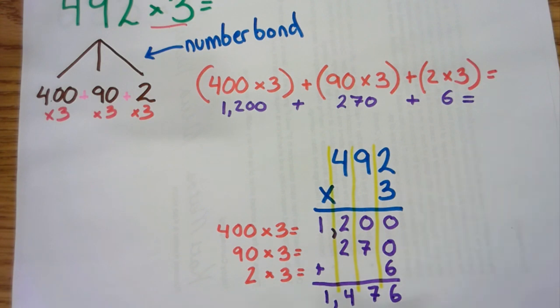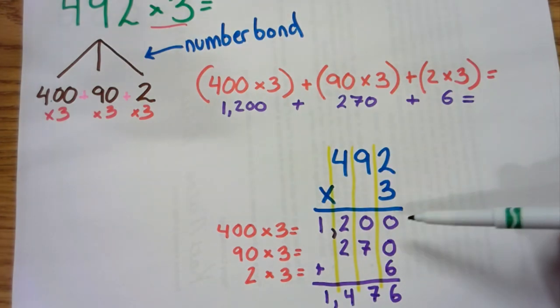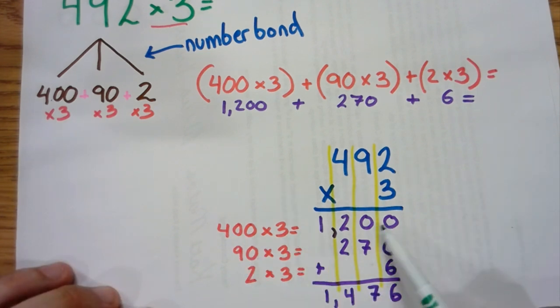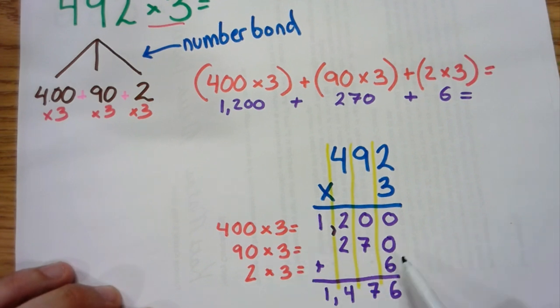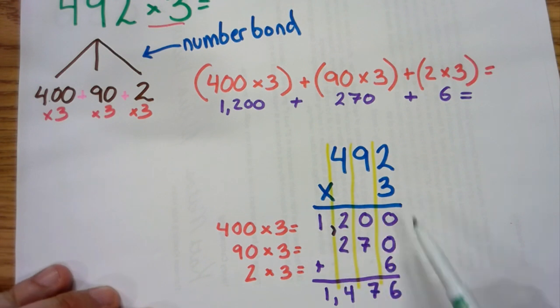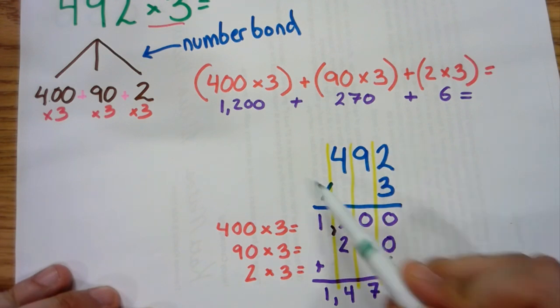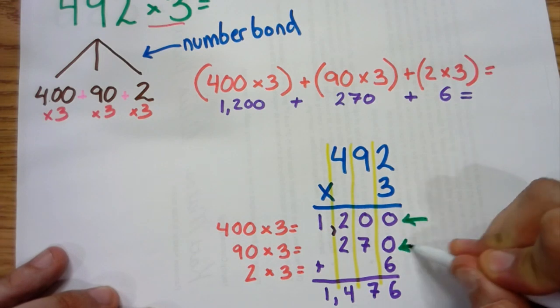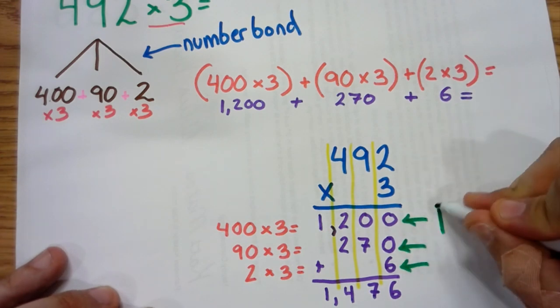Now, oftentimes we look at that and we say, okay, is 1,200 a product? Yeah, it's a product. It's a product of 400 and 3. That's my product here. 270 is a product of 90 and 3. 6 is a product of 2 and 3. These are products, but they're not the overall answer. They're not the whole product of 492 times 3. They are what we call partial products.